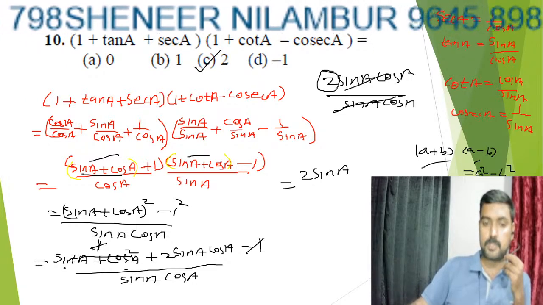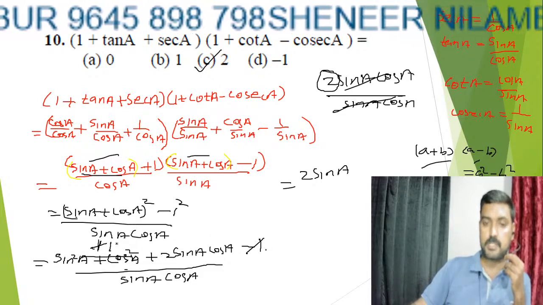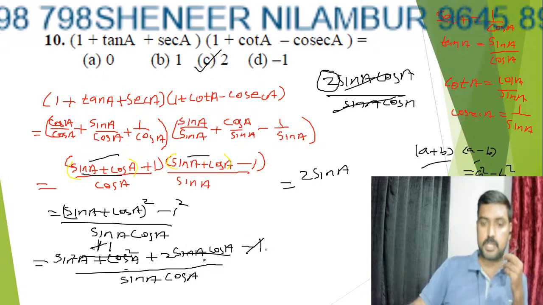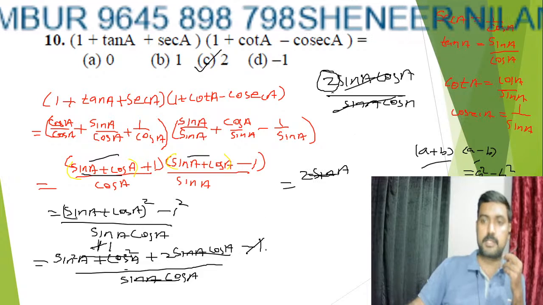Both are the same. So sin square A plus cos square A is adding to 1. And the last minus 1 is there. So 1 minus 1 is 0. Then 2 sin A cos A, and sin A cos A is cancelled. So 2 is alone. So we got the answer 2.